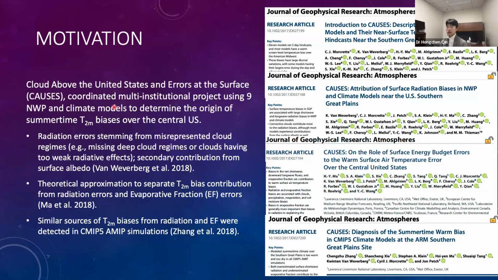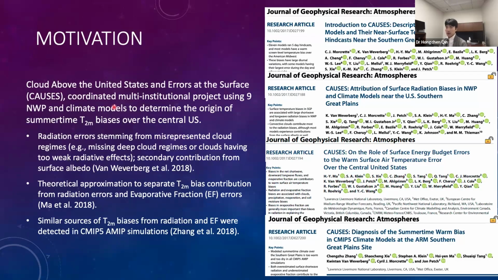A few years ago, the project called CAUSES was established, Clouds Above the United States and Errors at the Surface, which is a coordinated multi-institutional project using 9 NWP and climate models to determine the origin of the summertime T2M bias over central US. In a nutshell, they concluded that part of the T2M bias comes from radiation errors stemming from misrepresented cloud regimes, for example, missing deep cloud regimes or clouds having too-early radiative effects. They found a secondary contribution from surface albedo.